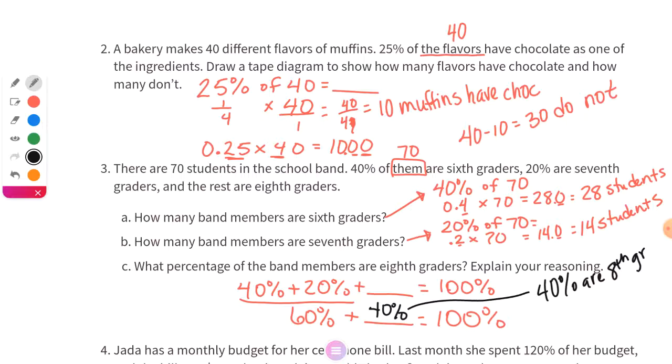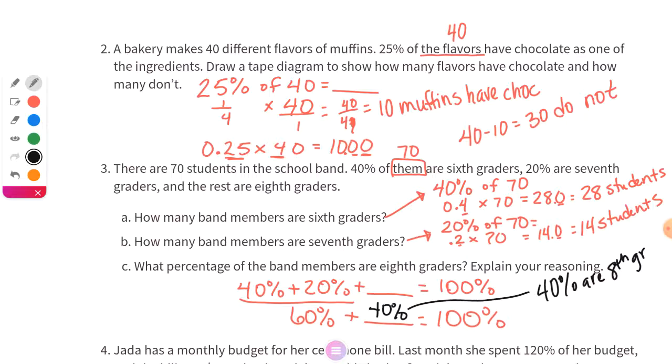How could I do it without doing a percent problem? Afton? I did it a different way. I added the 6th graders and the 7th graders, and then I subtracted it from 70. Okay, but that gave you the number of students, that's the question we're answering now. So to find that number of students, she could add 28 plus 14 and subtract it from 70, but it would give us 28 because it's the same percentage. Did you get 40%? No.